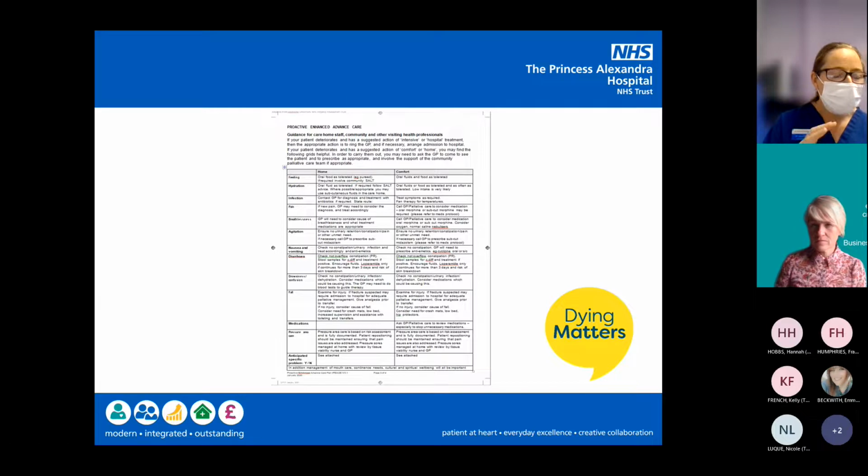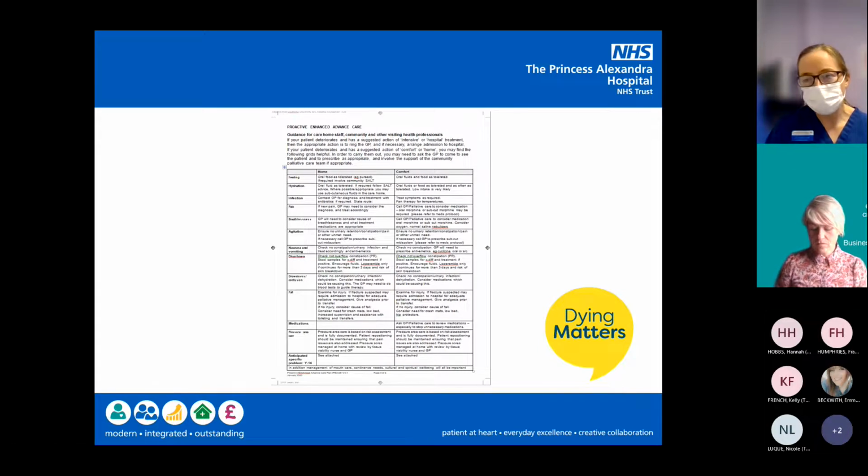The areas that it covers are things like feeding. So it says oral food as tolerated, involve community SALT if needed. That would be for someone at home. And then for comfort, it would be oral food and fluid as tolerated. Hydration is very similar; it says low intake is very likely.